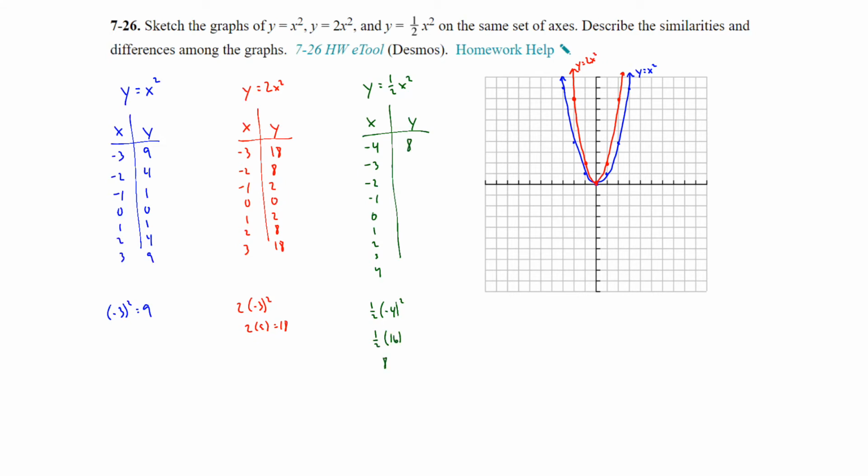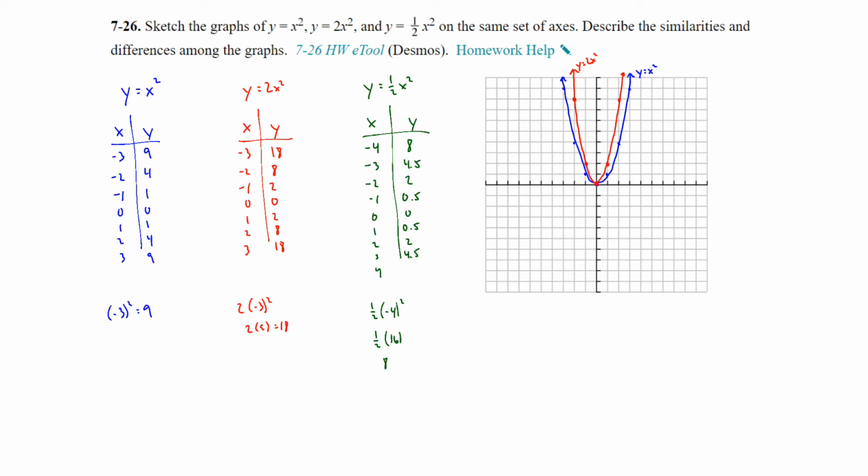Now I'm just going to go back to my blue table. So I have negative 3 squared was 9, half of 9 is 4.5. Negative 2 squared was 4, half of 4 is 2. Negative 1 squared was 1. Half of 1 is 0.5. 0 squared was 0, half of 0 is 0, and then you start to see the symmetry again.